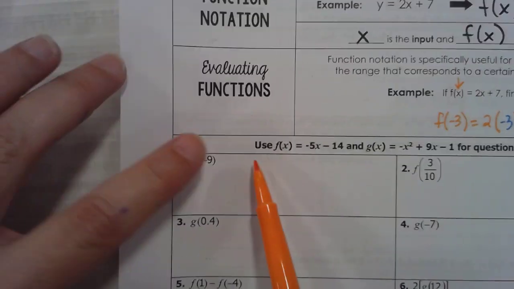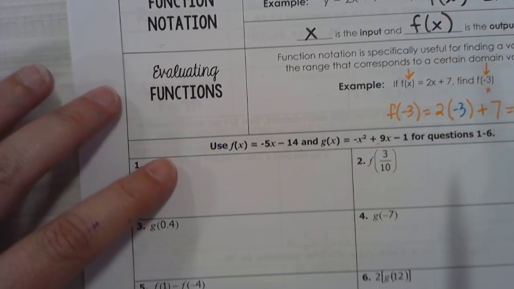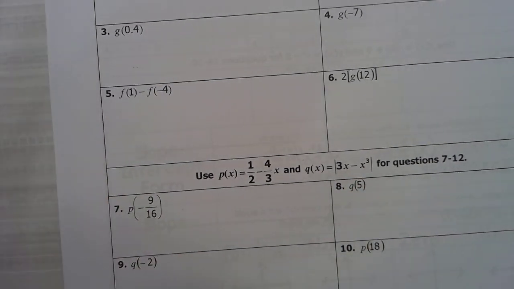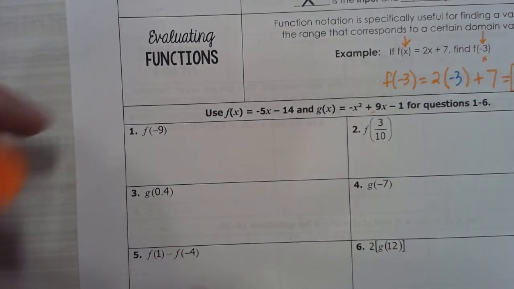Okay? All right, so let's just do a couple of these. They're going to give us some functions, whether they're linear or quadratic or they have fractions in them or absolute value. It doesn't really matter. We're just plugging a number in for the x. Okay, so let's pick one up here from 1, 2, 3, 4.